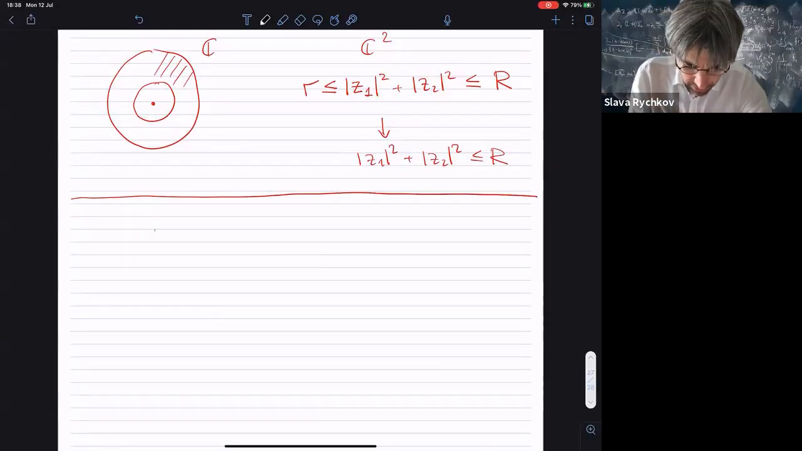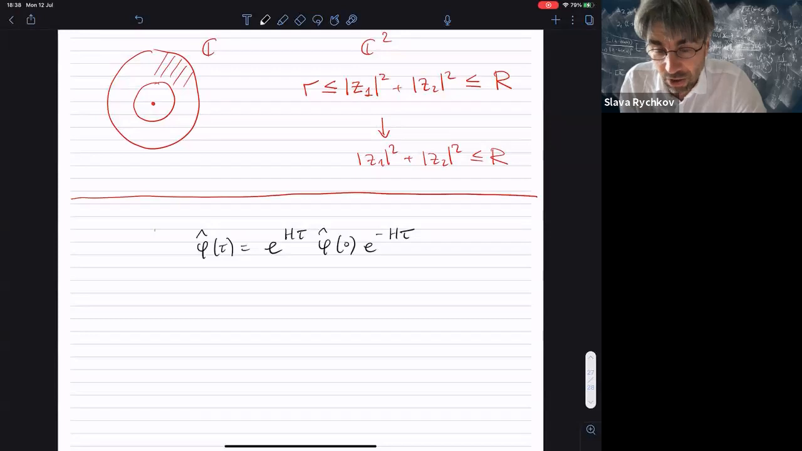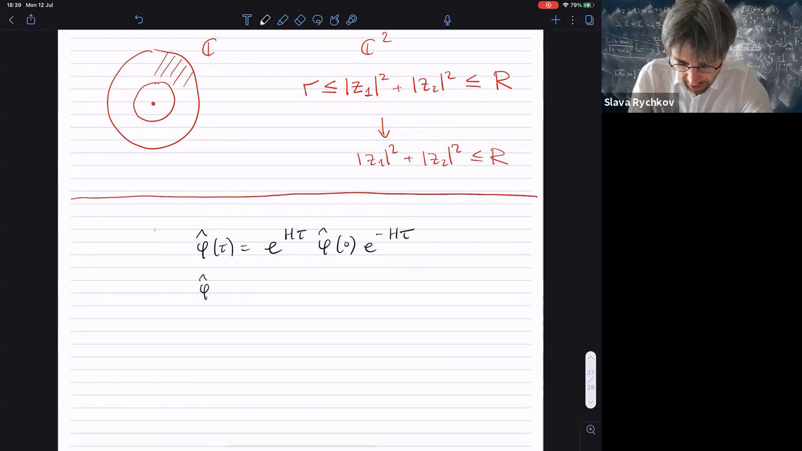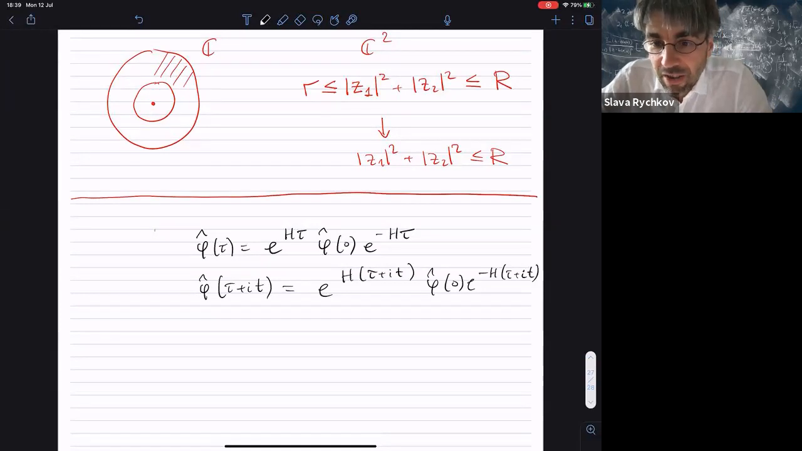What Richard, I think, is saying is that if our theory really lives on the lattice, and we have a transfer matrix, then we can write the lattice operator phi hat of tau as e to the H tau, phi of zero, e to the minus H tau. Suppose this operator H is bounded from below. Then nobody forbids us from defining tau plus it as e to the H (tau plus it), phi hat of zero, e to the minus H (tau plus it), and we are basically done, meaning that we define some sort of Minkowski objects, some objects in imaginary time, right?